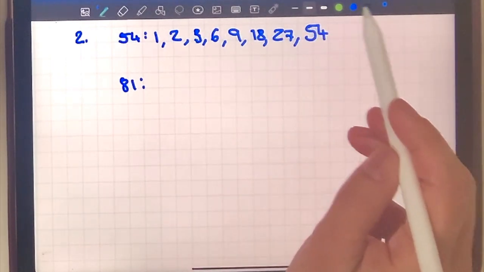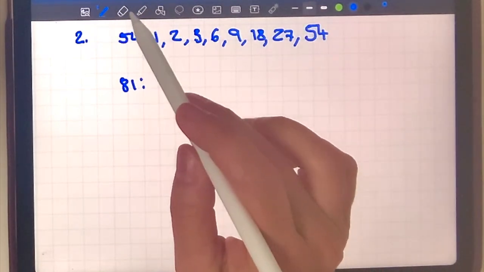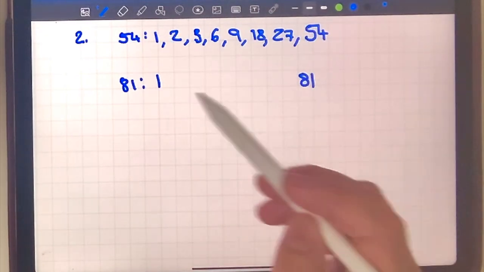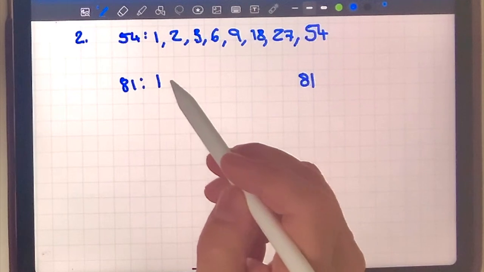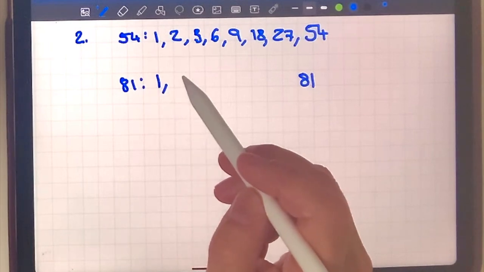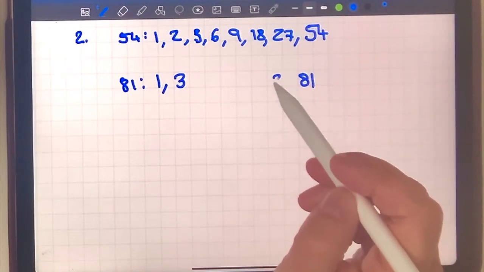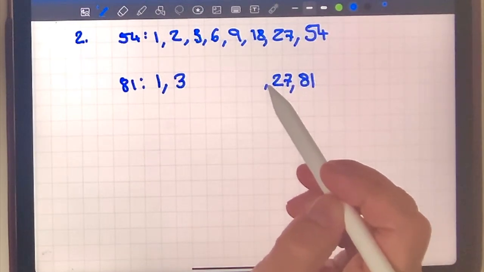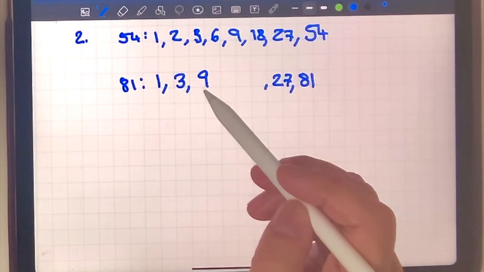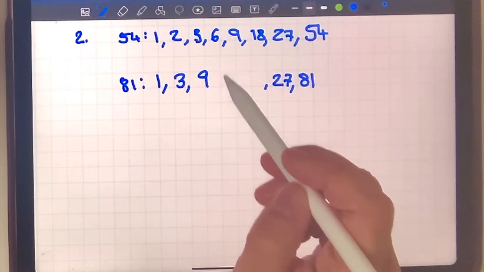Okay, so now I'm going to move on to my second number, which is 81. So again, we're going to start with 1 and 81 because they are always going to be factors. The next factor that goes into 81, it's an odd number, so 2 is not a factor, so the next number is 3, and 3 goes into 81 27 times. The next factor is 9, and 9 goes into 81 9 times. So 9 times 9 is 81, so we don't need to write it twice.